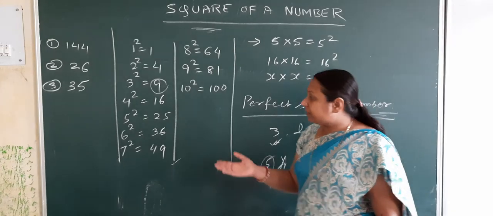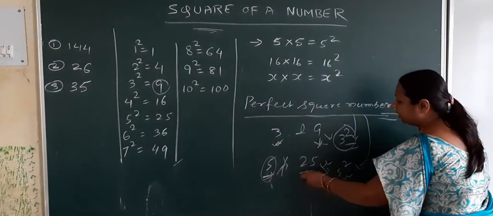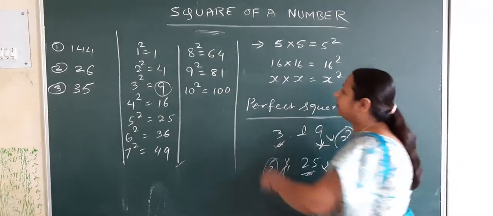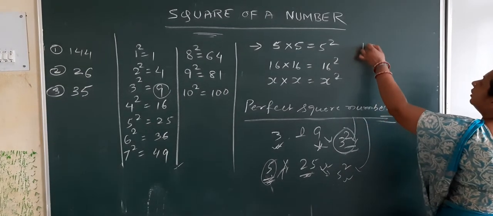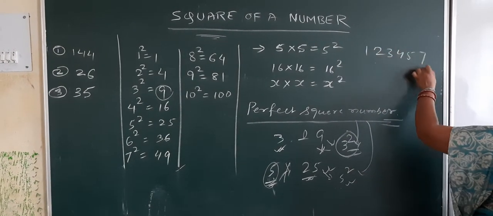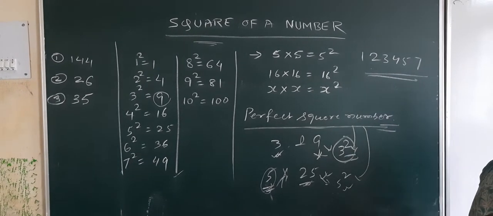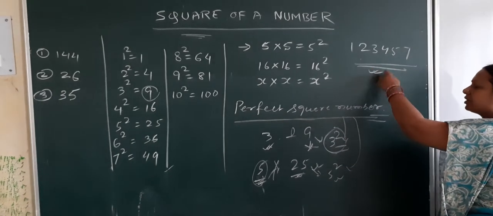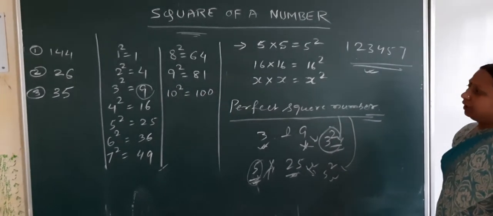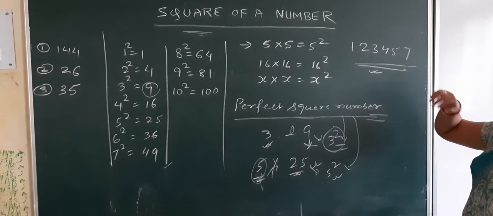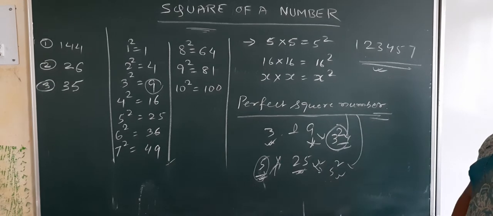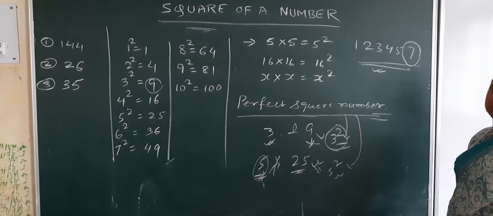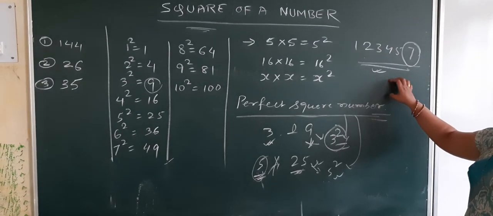How can we say whether a number is a perfect square number? Suppose we have a number 1,23,457. Is it a perfect square number? We would have to find the square, then only could we say whether it is a perfect square number or not. But by seeing only the ones place digit, we can say whether the number is a perfect square number or not.